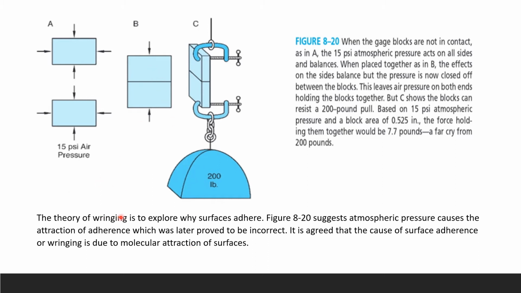The surfaces in this theory of ringing adhere to each other, and that's because the molecules attract each other. The molecules of this surface and the molecules on that surface have attraction. Attraction is nothing but they interact with each other, and at one point they blend. We call that attraction, and because of that they adhere to each other.